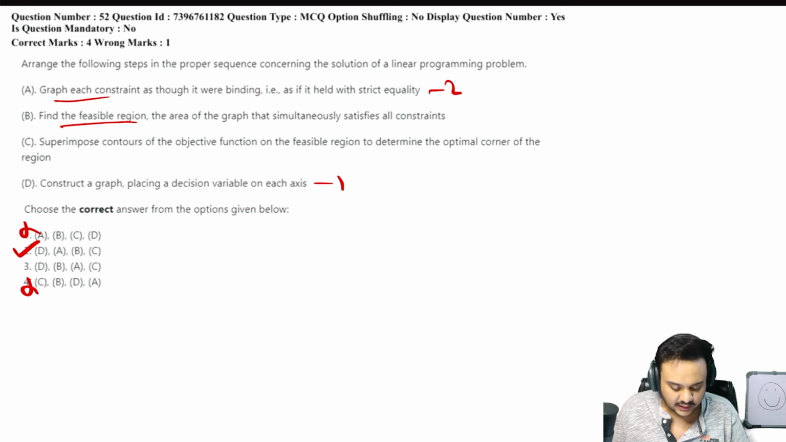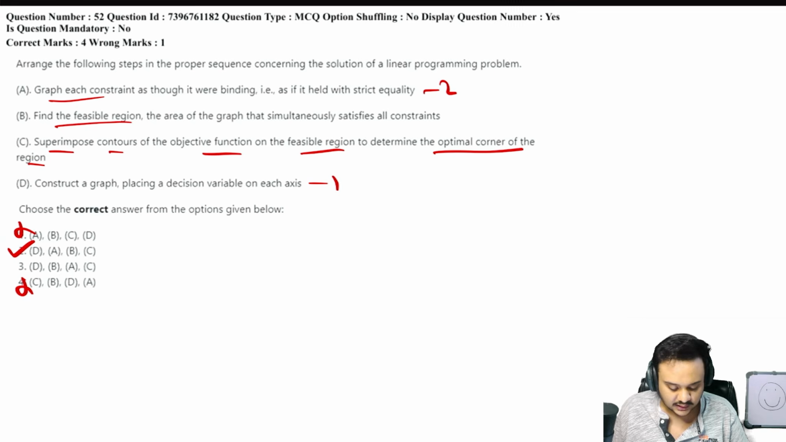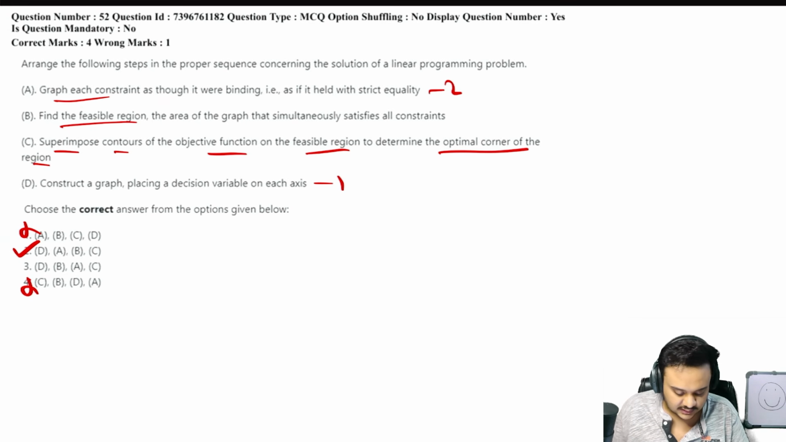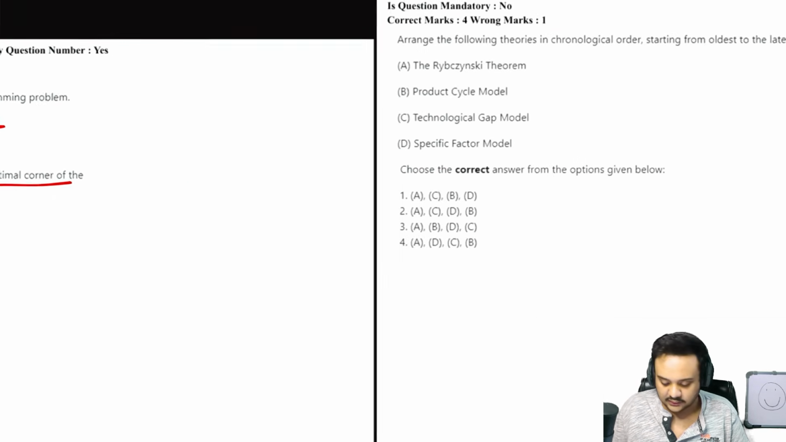This is your right answer. Then you find the feasible region and superimpose contours of the objective function on the feasible region to determine the optimal corner of the region. Obviously, that is your last step. So C would be last. So that is your answer.